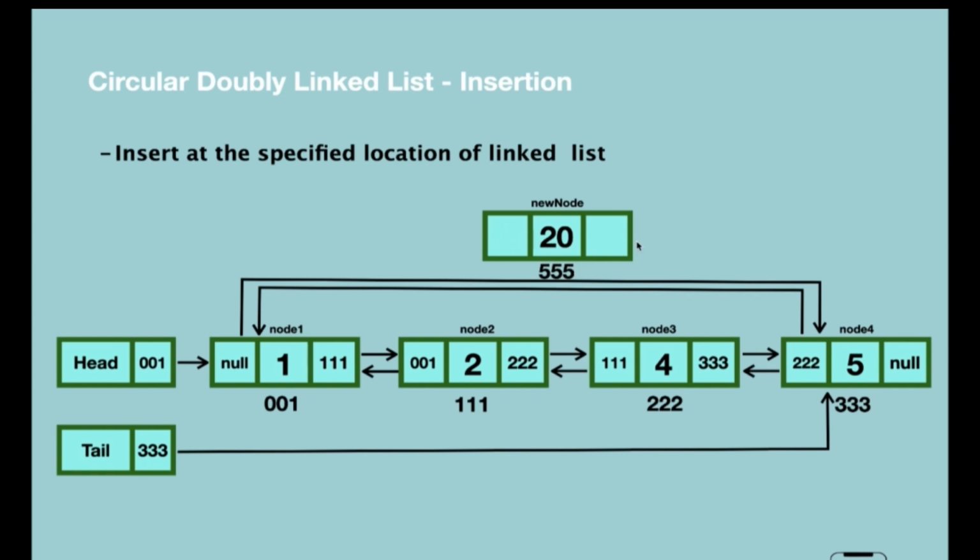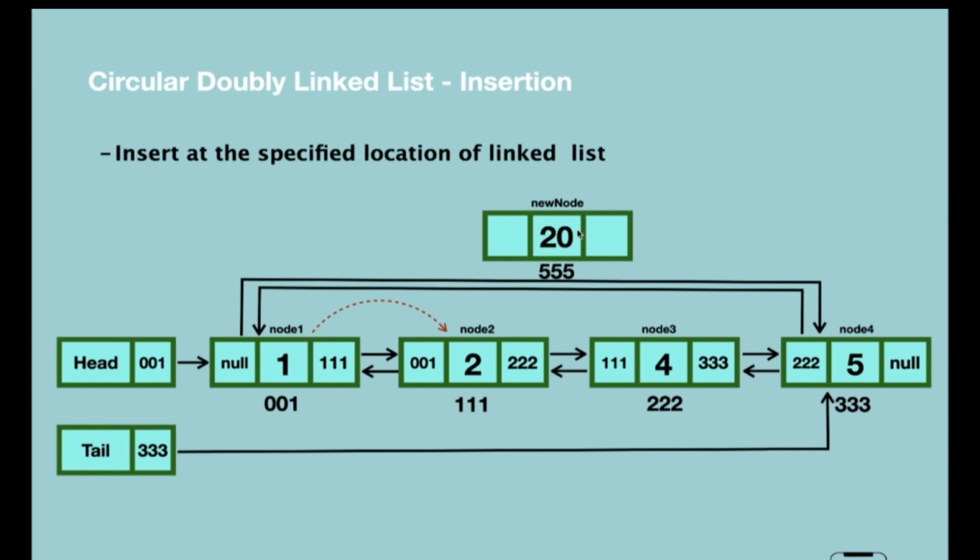So the next thing is we need to update the previous and next reference of this node to point to node 2 and to point to node 3. So how do we know the location of node 2 over here? To find the location of node 2 over here, we need to loop through the circular double linked list. So we start to loop from node 1, and when we reach node 2, we stop over here.